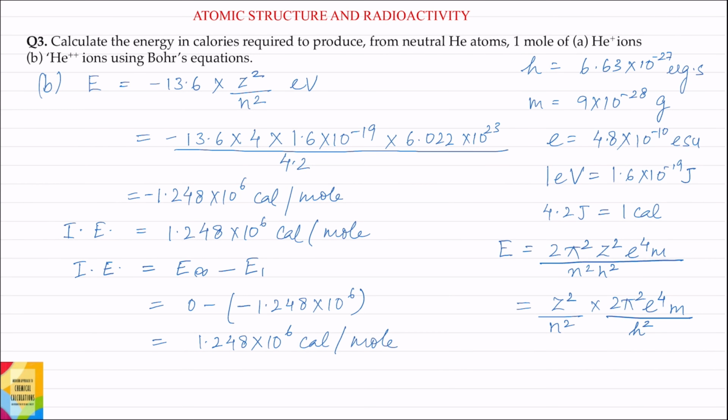Question 3. Calculate the energy in calories required to produce from neutral helium atoms 1 mole of A. Helium plus ions, B. Helium 2 plus ions using Bohr's equations.